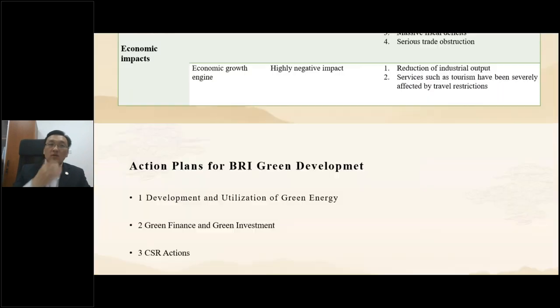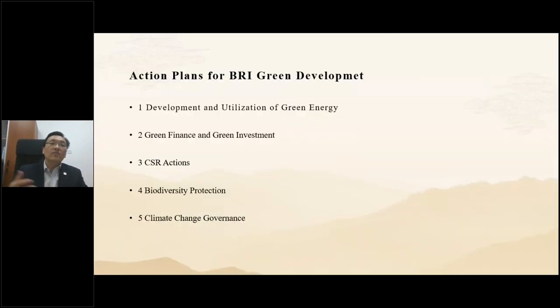So the final issue is that we have some proposals for an action plan for green development of the BRI. Firstly is development and utilization of green energy. Second is green finance and green investment. And third is social cooperation, social responsibility action of firms and companies, and biodiversity protection, and the final one is climate change governance. So this is a very broad and brief introduction of my current research. Thank you.